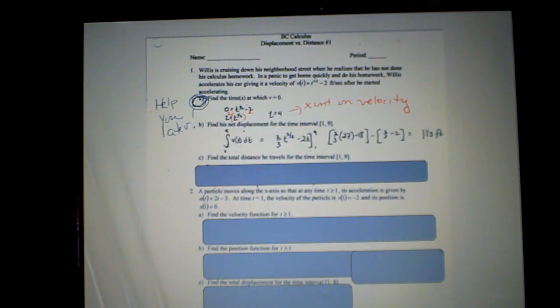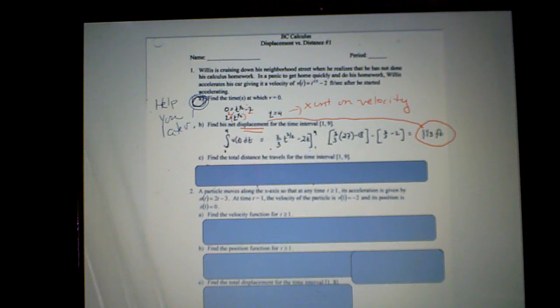Now, find his net displacement for the time interval 1 to 9. Find his net displacement means I'm going to end up with a number, not a function, right? They're actually asking for his displacement. His displacement means I don't care about positive or negative, I just need to integrate from 1 to 9. Okay? So I integrated velocity.